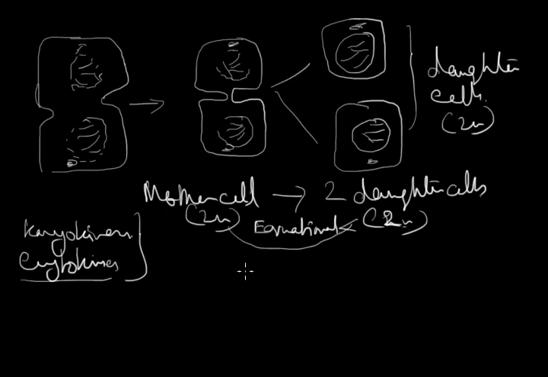Now we come to the significance of mitotic cell division. What are the significances of mitosis? Number one, it is responsible for growth. Through mitotic cell division, cells proliferate and multiply into daughter cells, and through this process the growth of an organism takes place. So the most important significance is growth. It helps the growth of an organism.